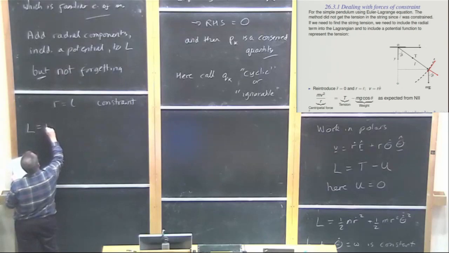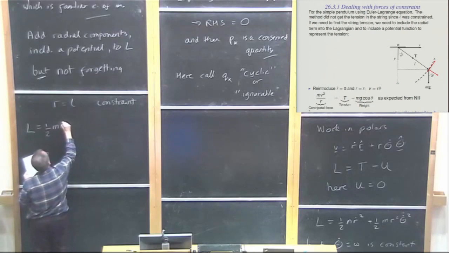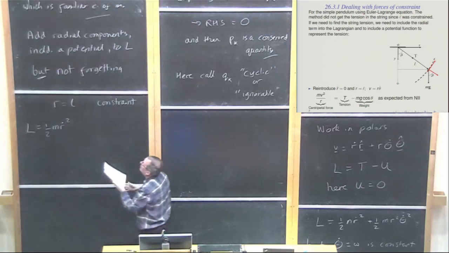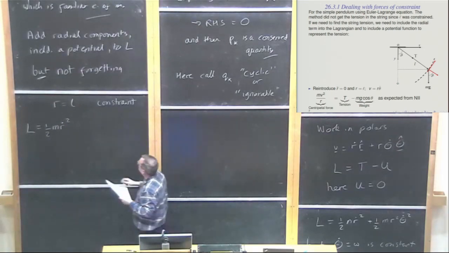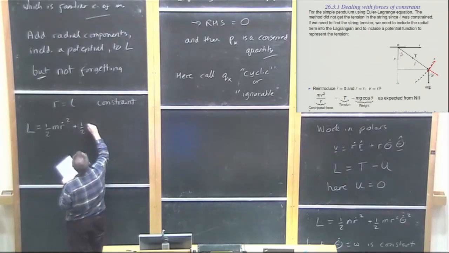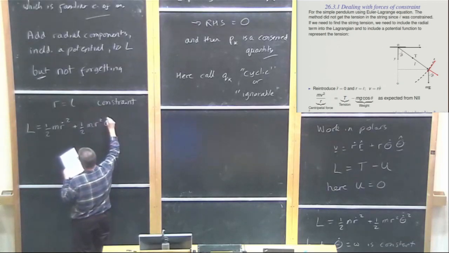So it's then we add a new kinetic term, a half m ṙ². So this allows for radial kinetic energy. And then we have the term which we just had, which is the azimuthal kinetic energy, a half m r² θ̇².